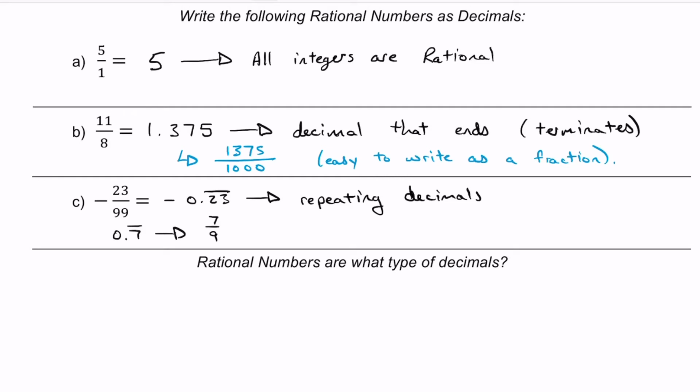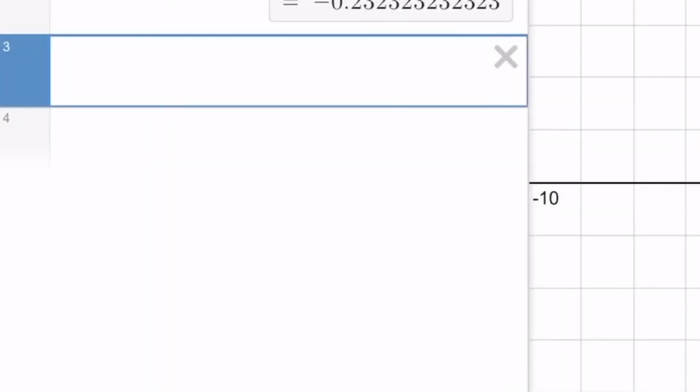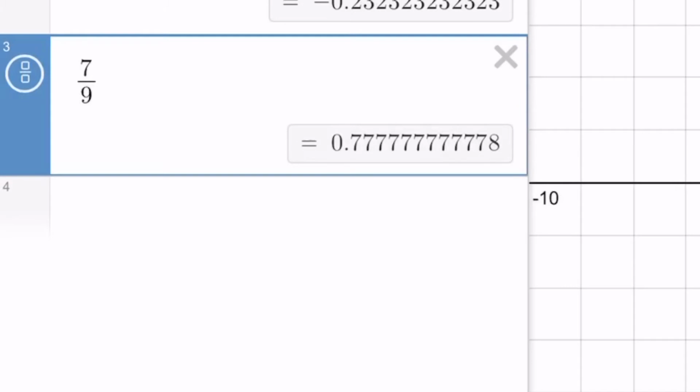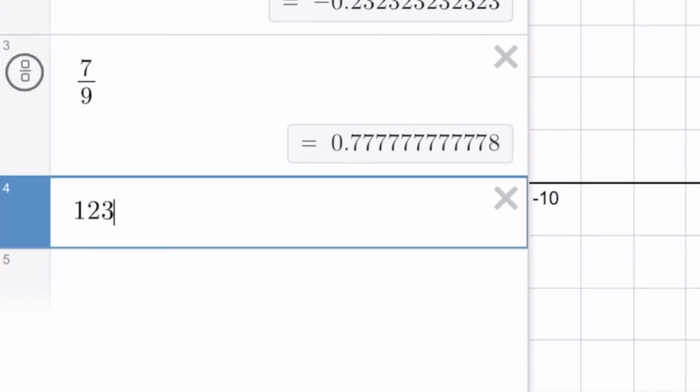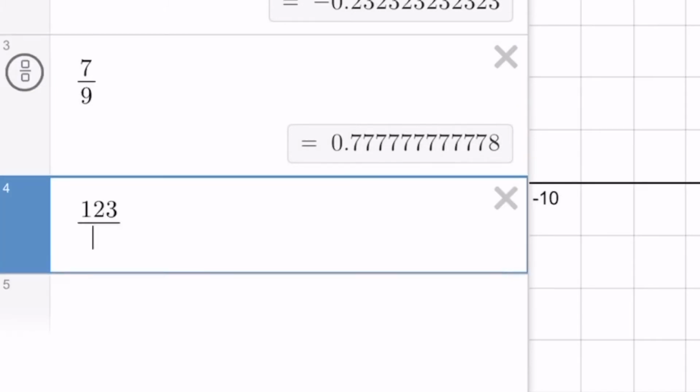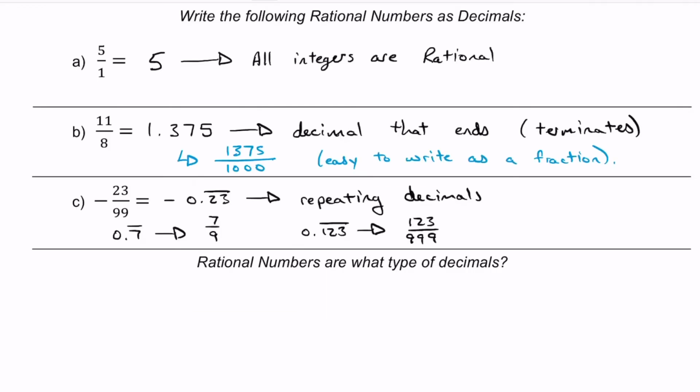So for 0.7 repeating, 7 is just one number repeating, so I put it over 9. For 0.123 repeating, 3 numbers are repeating, so I'll put it over 3 9s. We can go to the calculator and check this out: 7 divided by 9 is 0.77777, and 123 over 999 is 0.123 repeating.